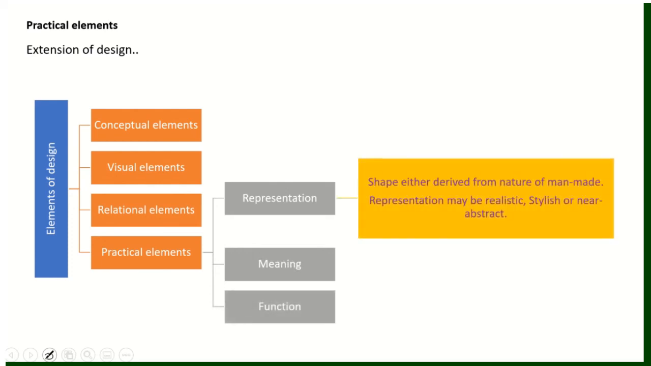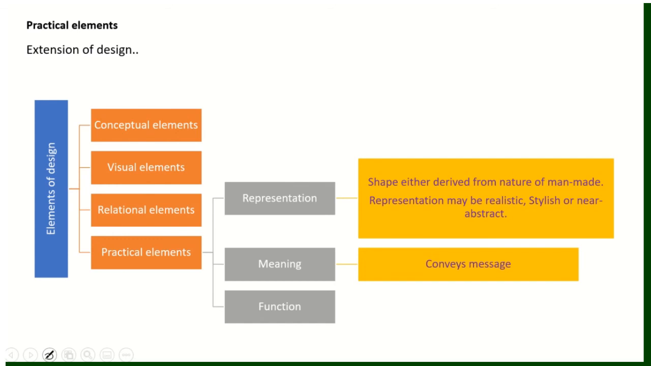Representation is nothing but when a shape is derived from nature, a natural object, or it is a man-made or artificial shape. It is representational, right? The representation may be realistic, or it may be stylized, or it may be near abstract.